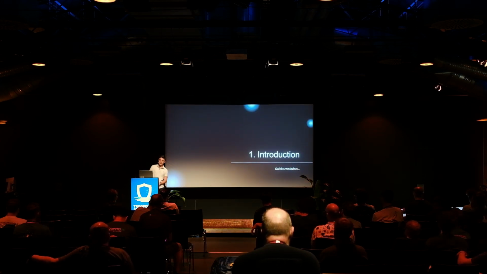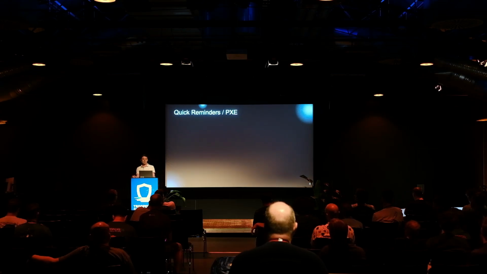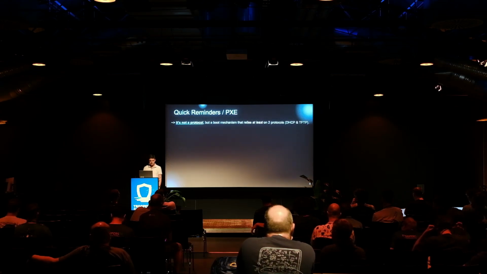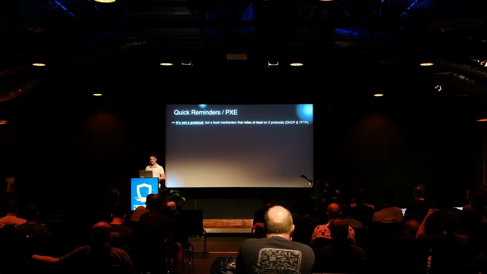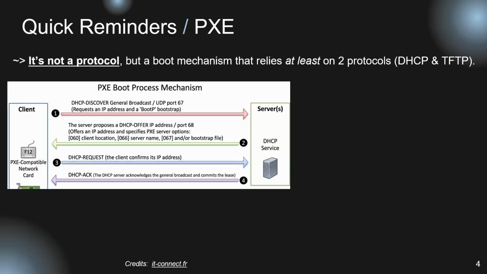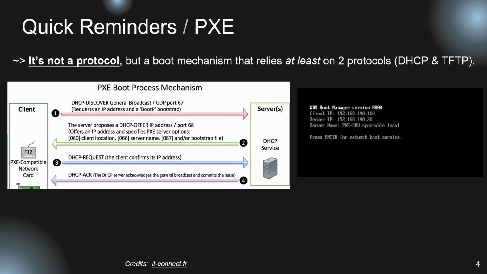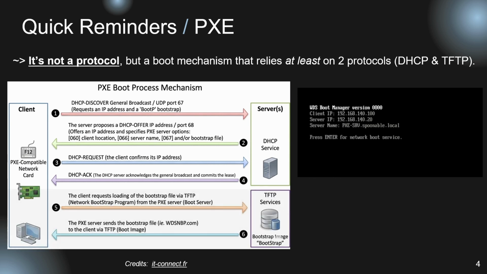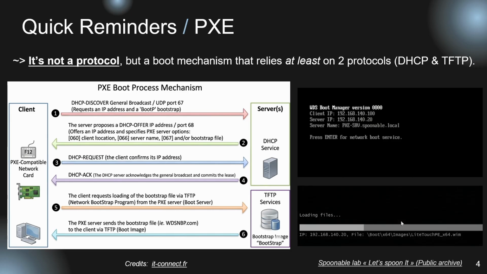So, about the introduction, just a quick reminder about how PXE works. First of all, it's not a protocol. It's a boot mechanism that relies on at least two protocols, DHCP and TFTP. So you have basically the four-step DHCP exchange with the UEFI firmware on your right. And if all the prerequisites are met, then the TFTP server will serve the WinPE image through the TFTP protocol.